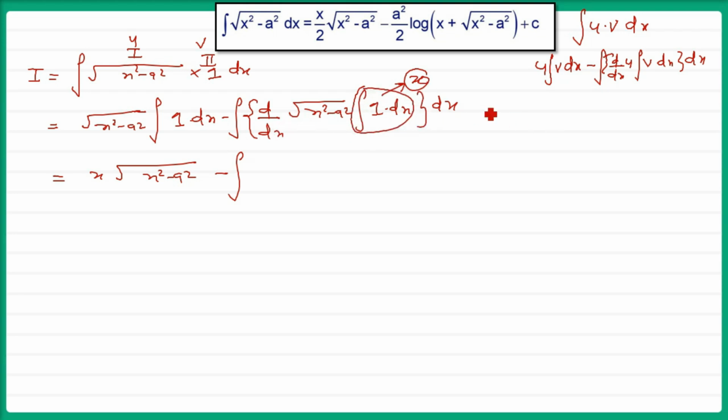Now this is very important. So I'll just do it on the side. d by dx of under root x is 1 by twice under root x. When you differentiate under root x square minus a square, it is going to give you 1 by twice under root of x square minus a square.